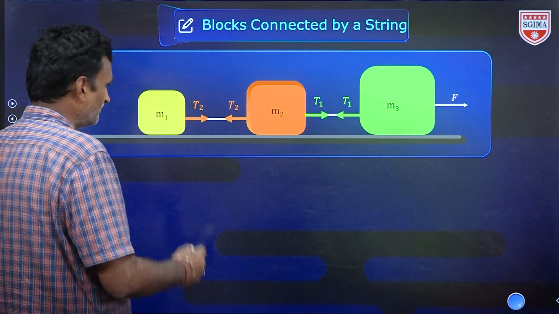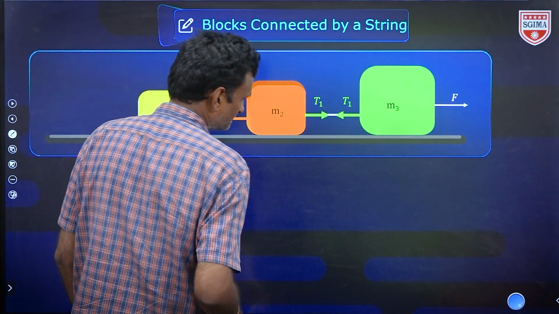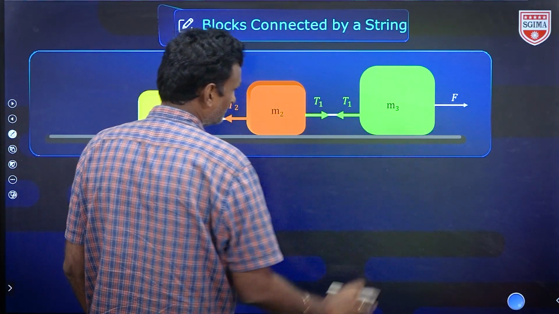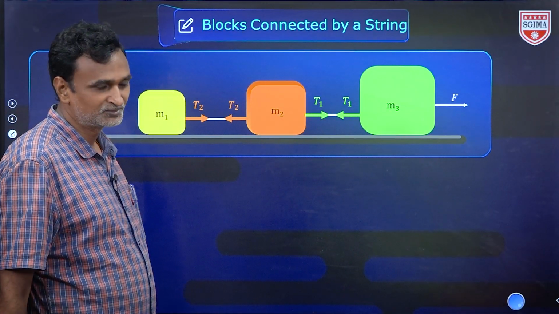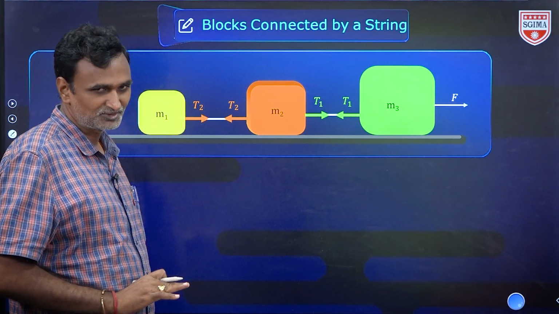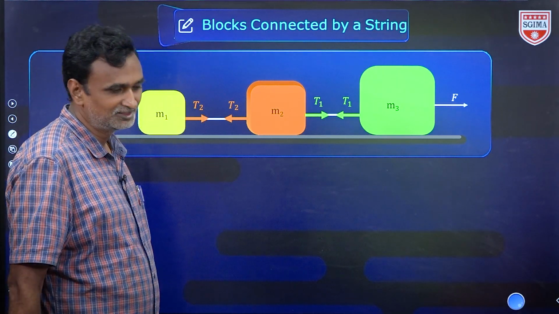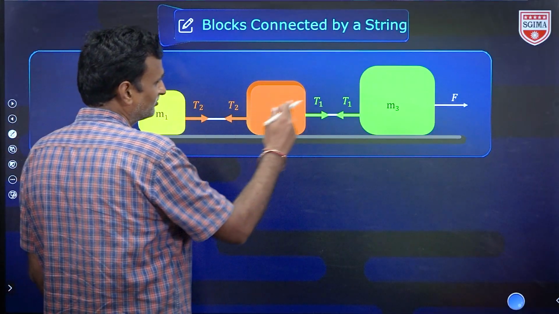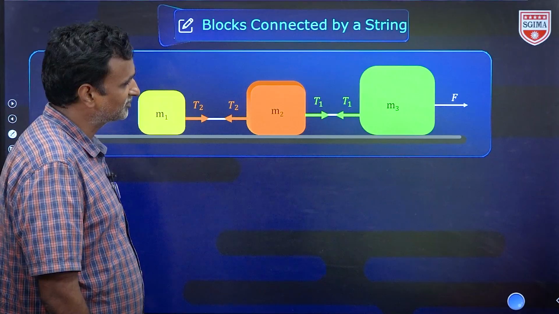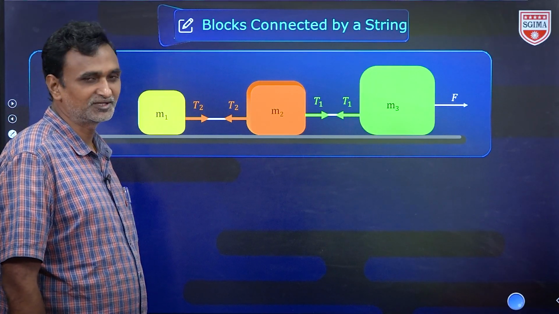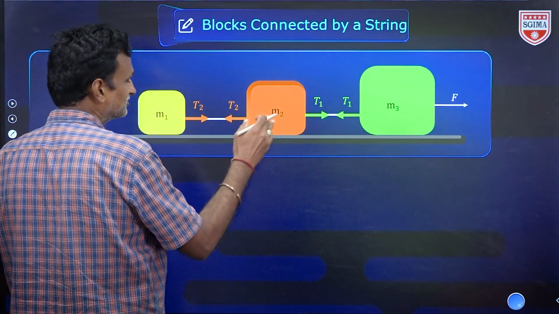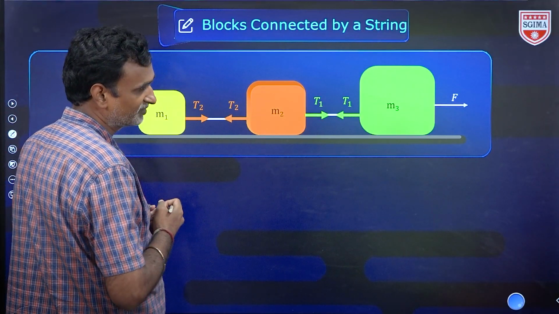Here there are three blocks M1, M2, M3. These are connected with a string and it is being pulled with a force F. The string is massless, that is the first point. And M1, M2, M3 are placed on a smooth surface. This concept we discuss completely without a friction floor.